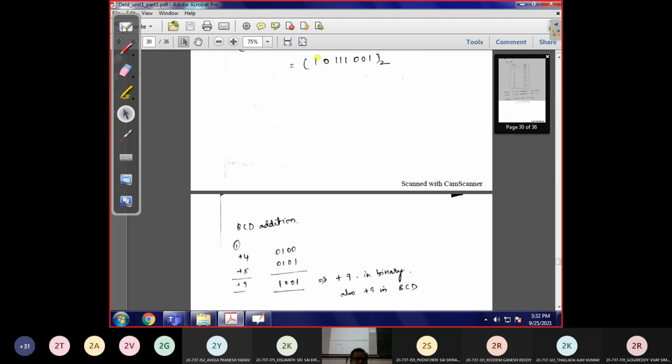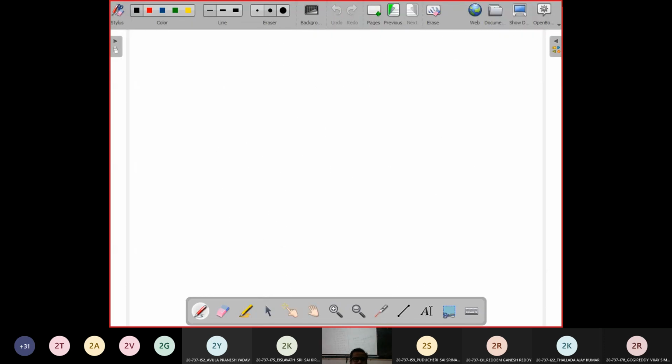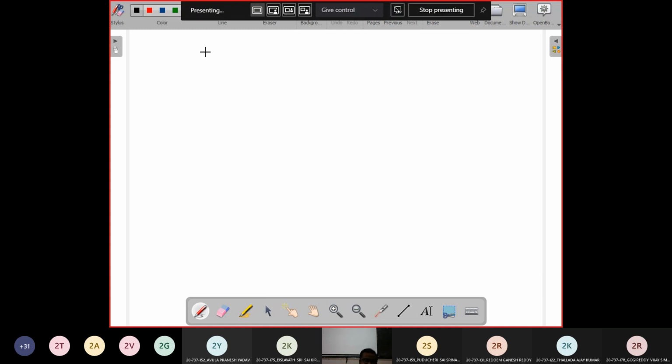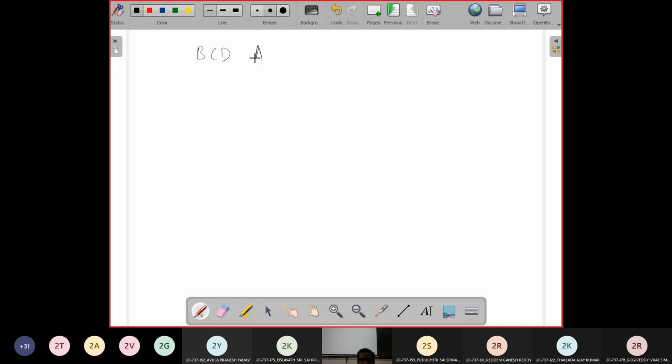Say, for example, I want to do the BCD addition of 4 and 5. So now we are doing BCD arithmetic. All of you know the result of the operation is plus 9. So how do you do that in BCD? What is the BCD representation of 4? 4 can be represented in BCD as 0100. Do you agree? Similarly, 5 can be represented as 0101. Do you agree? Now just add these two BCD numbers.